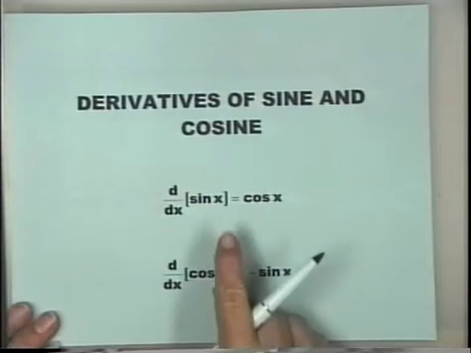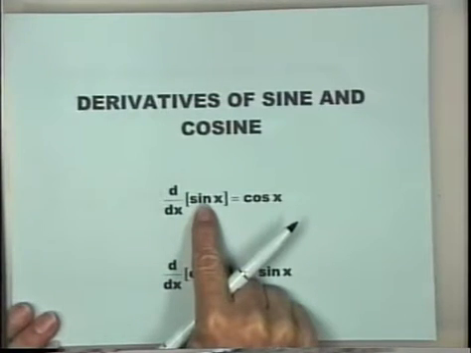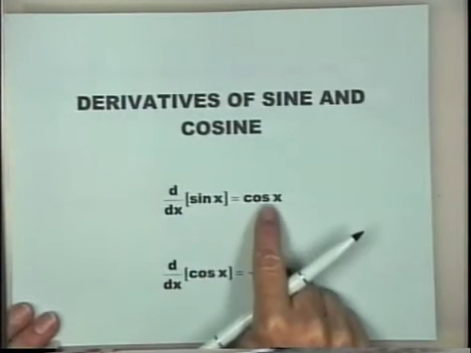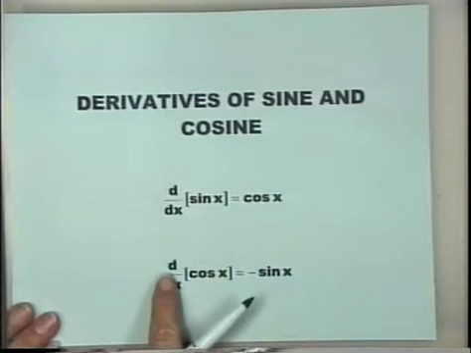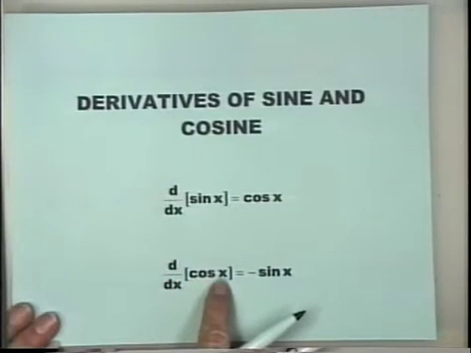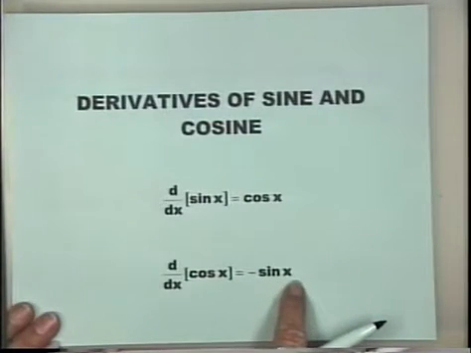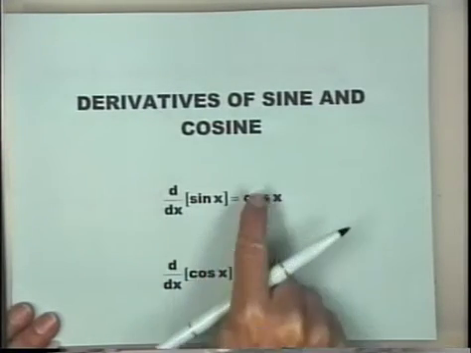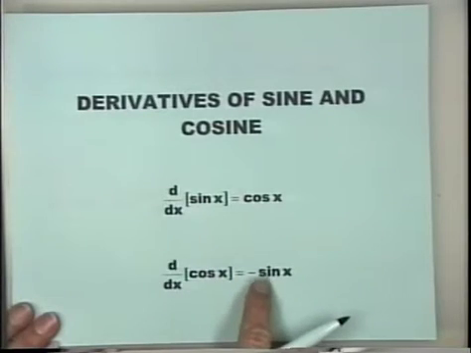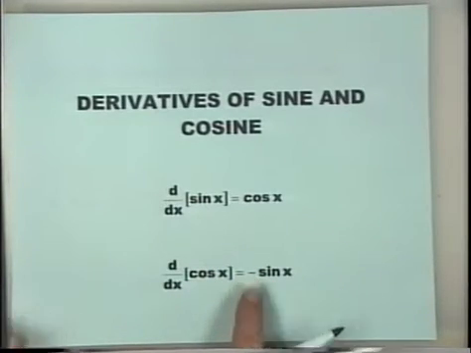Now, you need to commit these to memory. The derivative with respect to x of sine x is cosine x. The derivative with respect to x of cosine x is negative sine x. It's usually easy to remember that they go to the other function. Just remember which one has that negative on there.